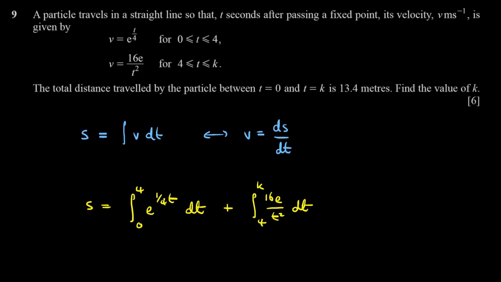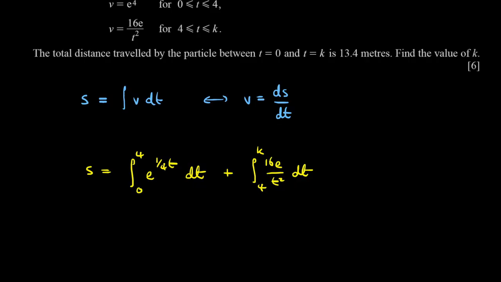Okay, so usually what we'd say is, well, s is the integral of our velocity function, and then computed between particular values of t. But because we've got two functions here, we've got to split up the integral. And so the first part is defined between these two values of time, and the second part is defined between these two values of time. So now let's just do our integration, I think.